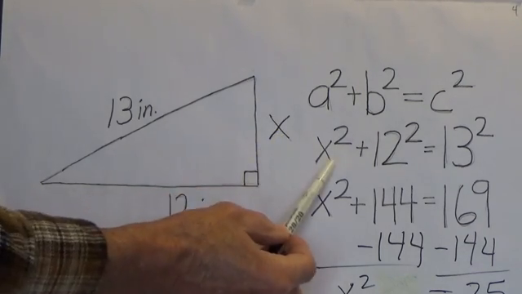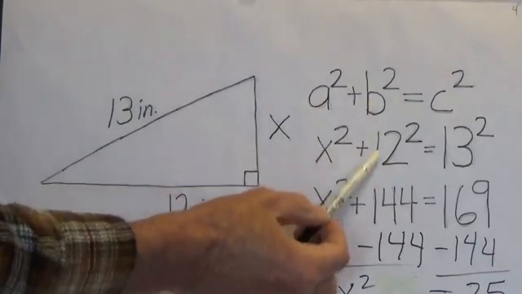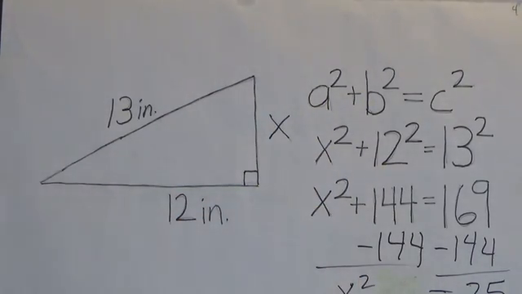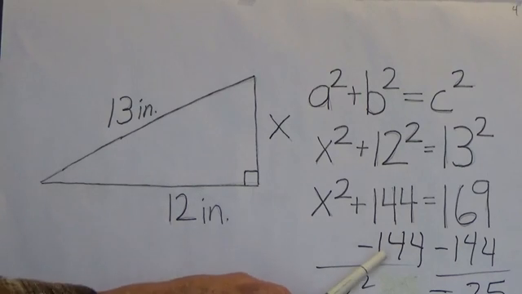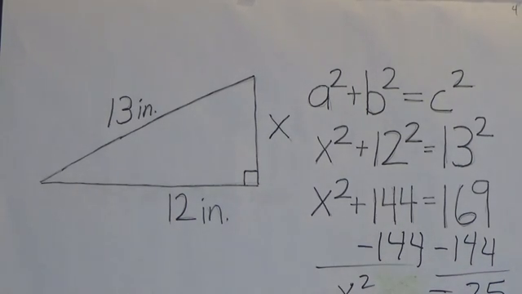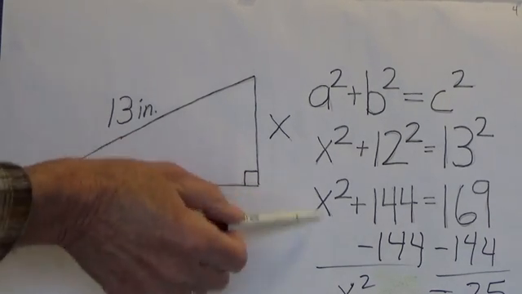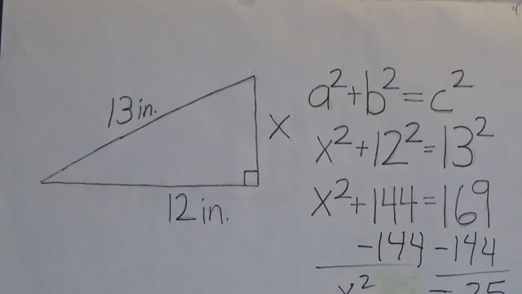Here we have x squared plus 12 squared equals the hypotenuse squared, 13 squared. So we have x squared plus 12 times 12 is 144. 13 times 13 is 169. So x squared plus 144 equals 169. Then the algebra, to get x squared by itself, subtract 144 from both sides, and we get x squared is what's left here, this is gone, equals 25.